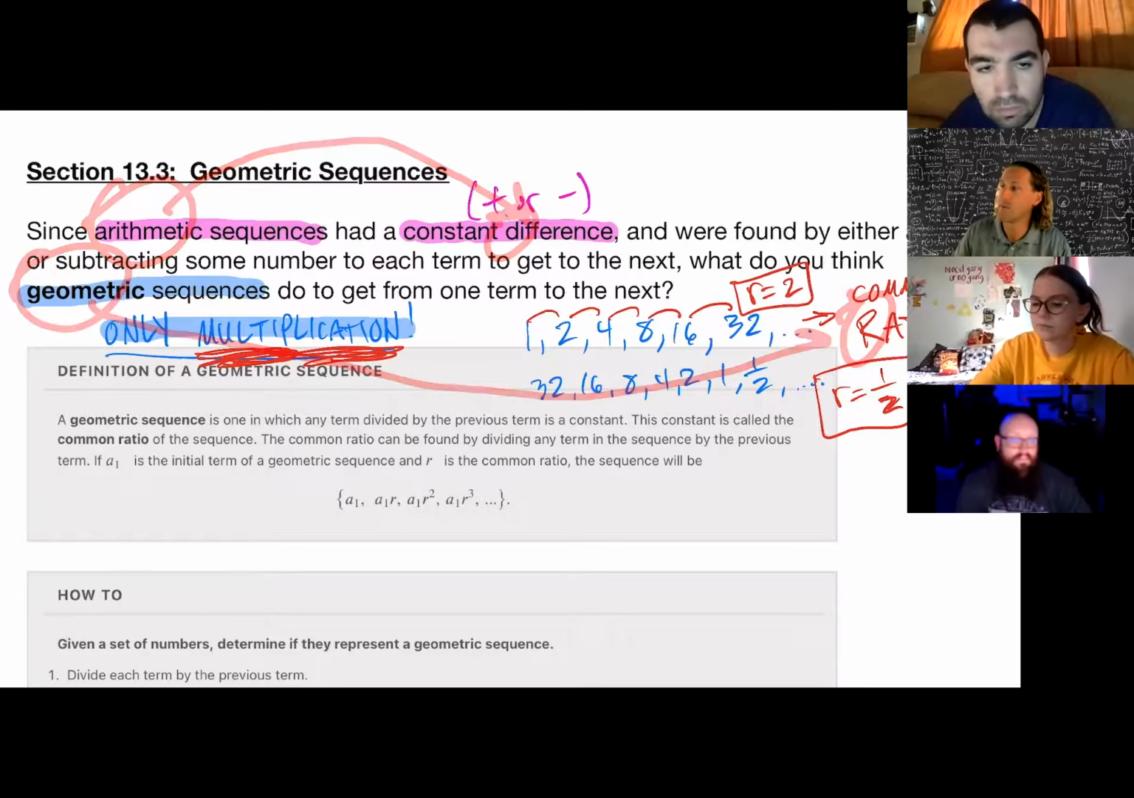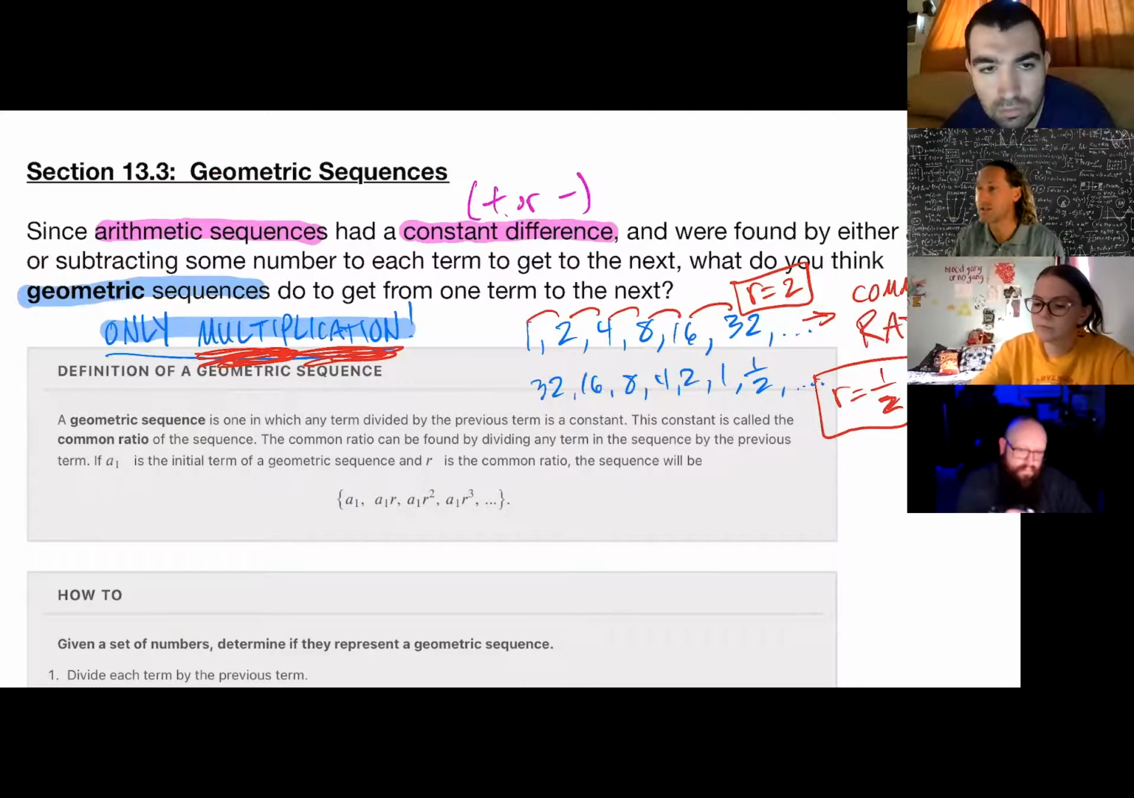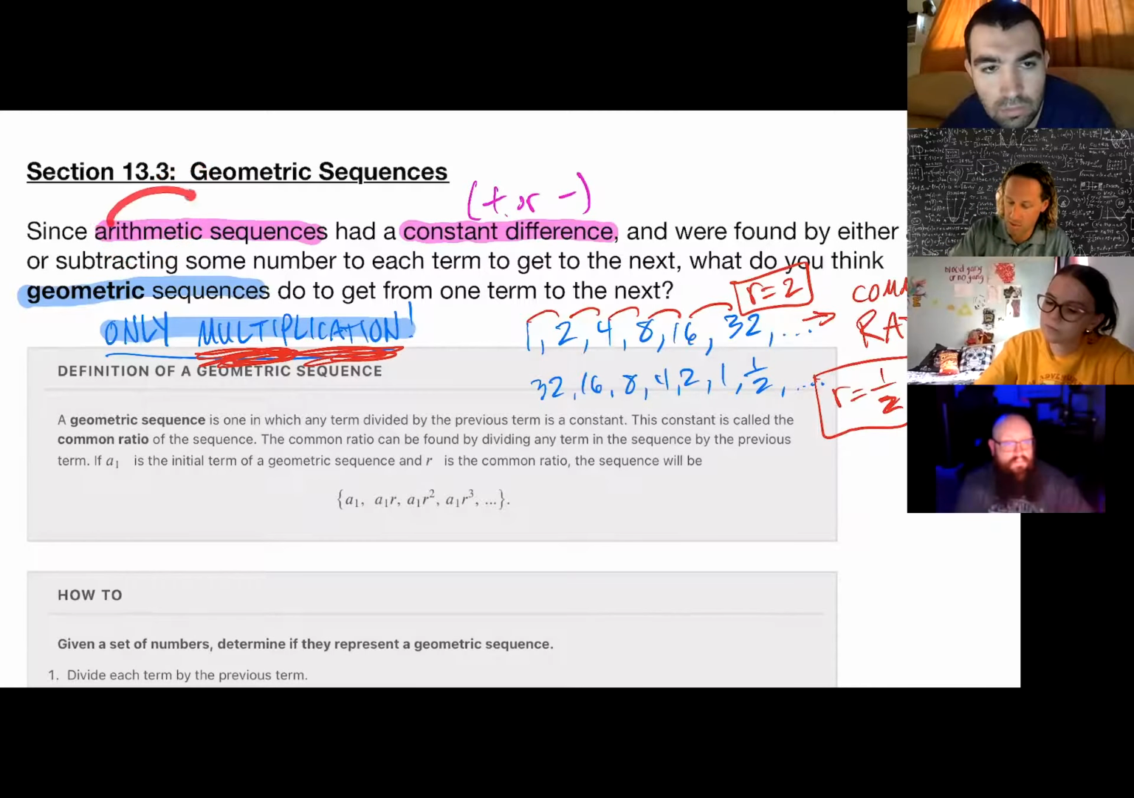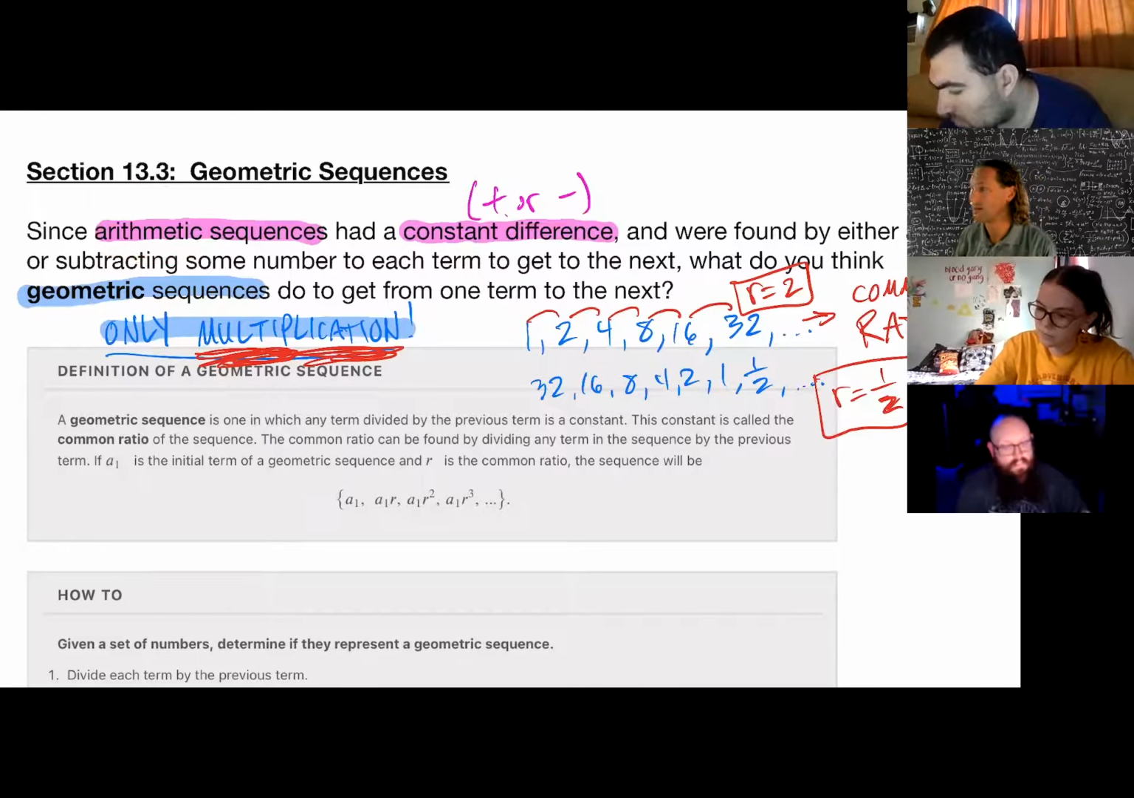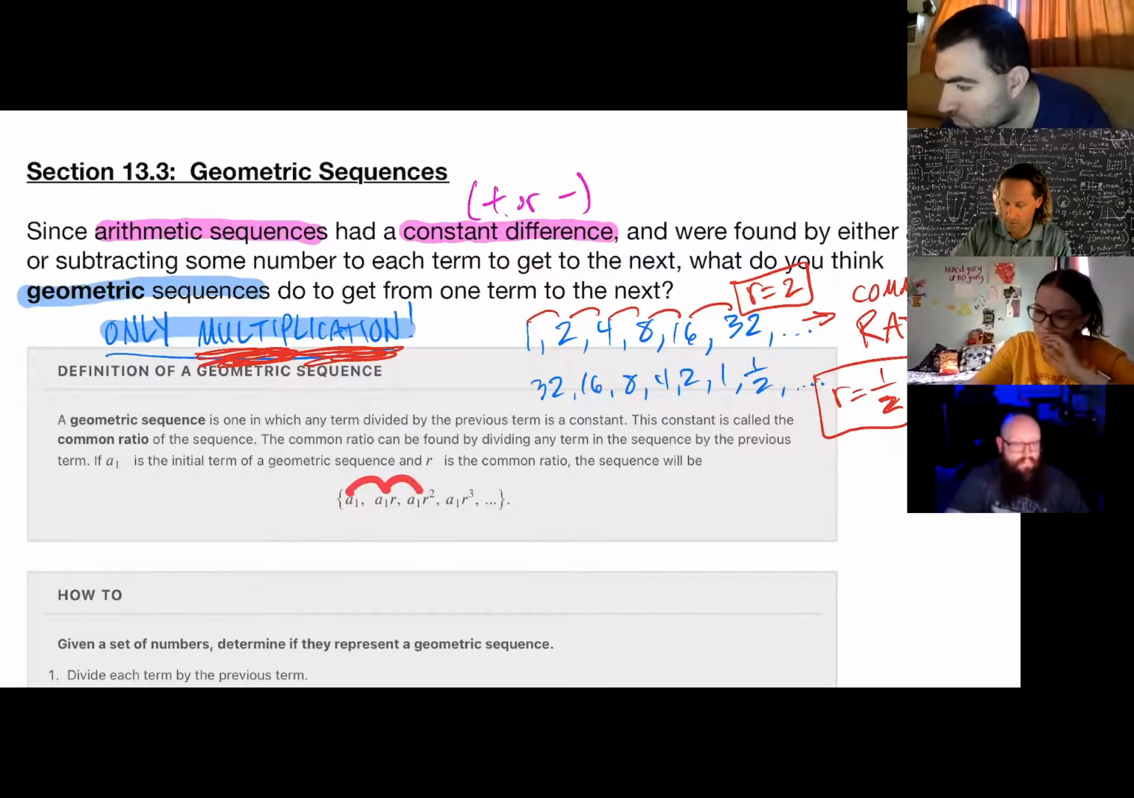And so when they say geometric, how am I getting from one to the next? Multiplying by some ratio. If they say arithmetic, then you're going to use adding or subtracting to get from one to the next by some common, same thing. Okay, so that's what this is saying. How do we get from one to the next?